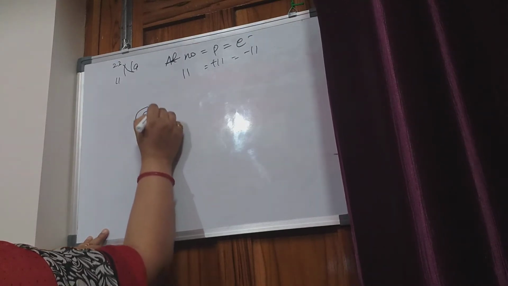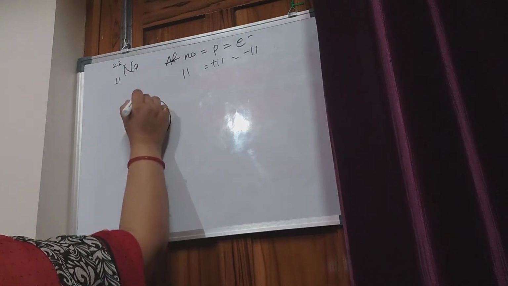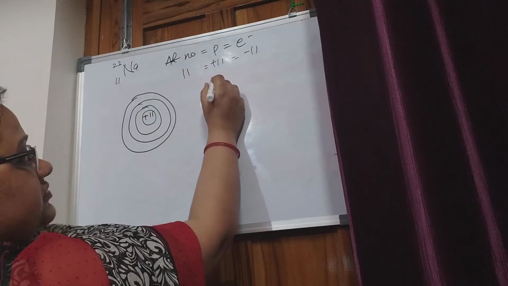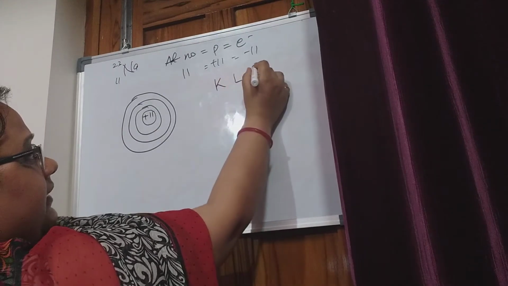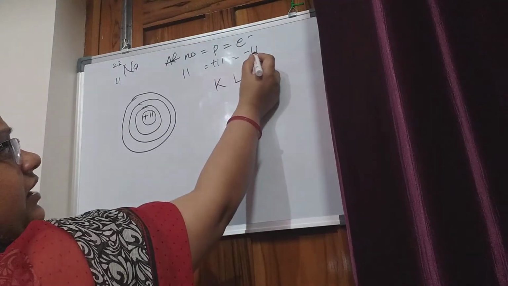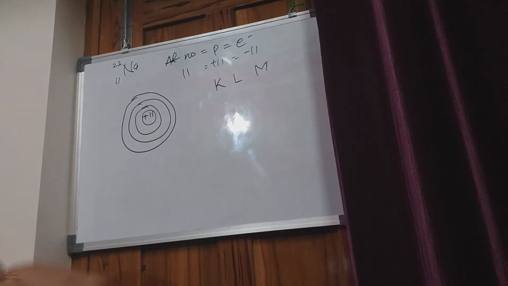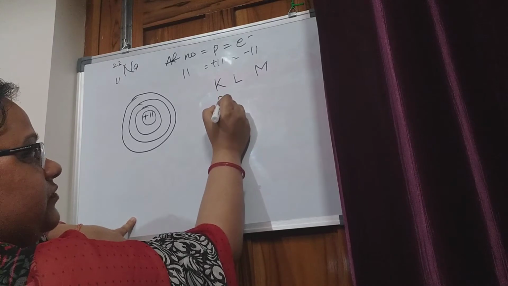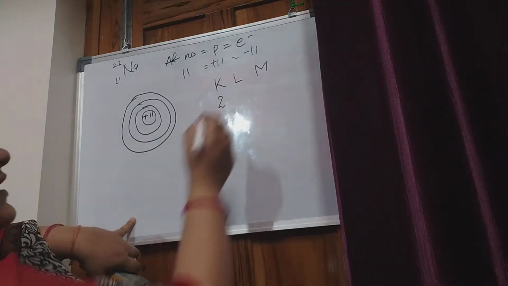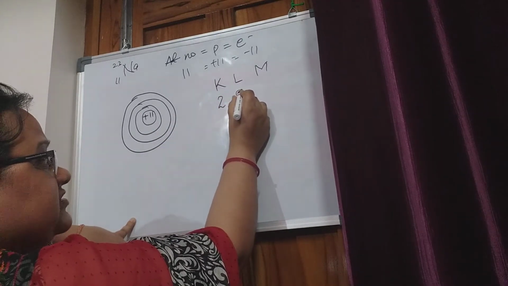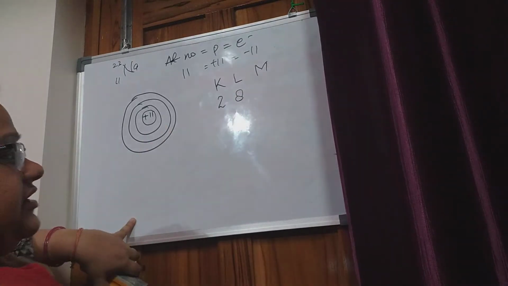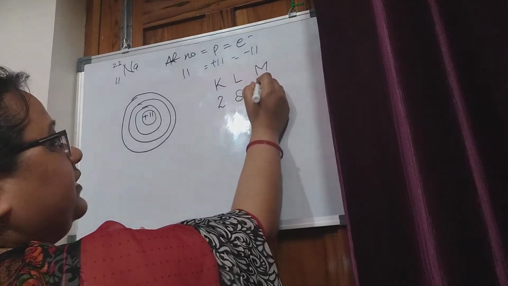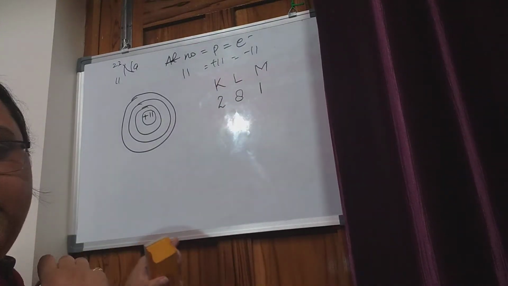And now we have to arrange electrons in these energy shells or energy levels. So how will we do that? See, K, L, M shells. We have to arrange 11 electrons here. The K shell can have a maximum of 2 electrons, and the L shell can have a maximum of 8 electrons. Now 8 plus 2 is 10. How many electrons are left now? 1. So this 1 electron will be filled here in the M shell.